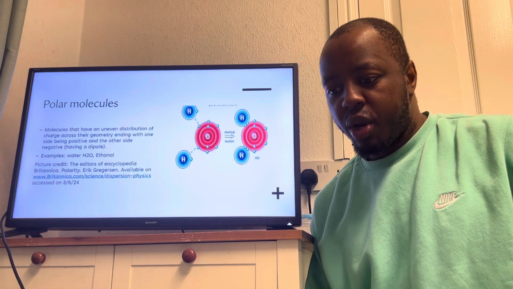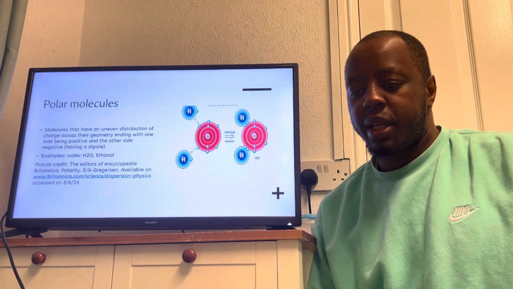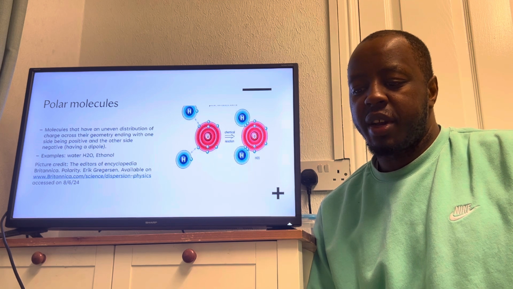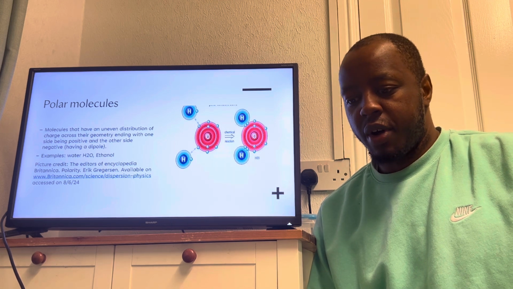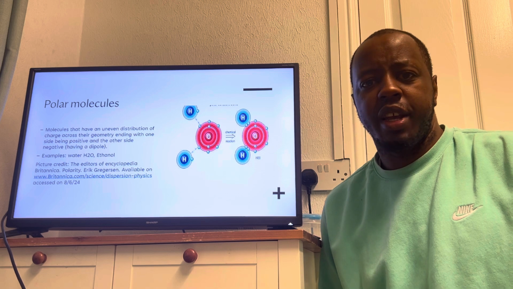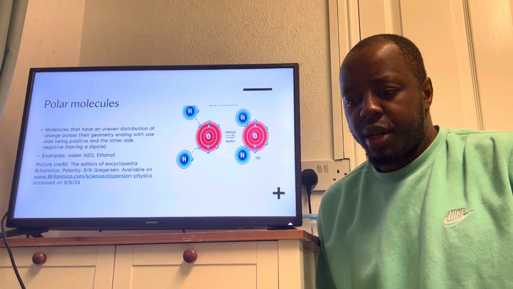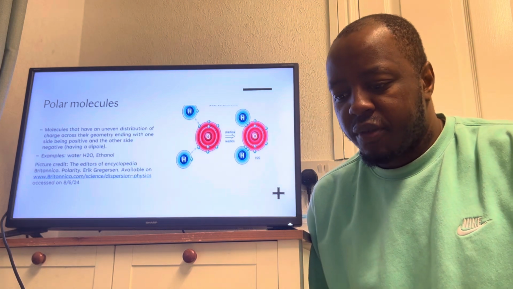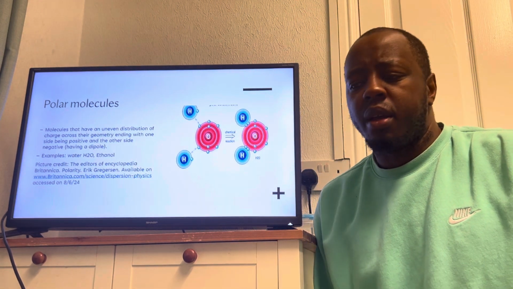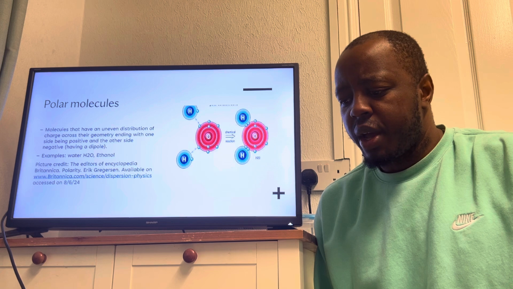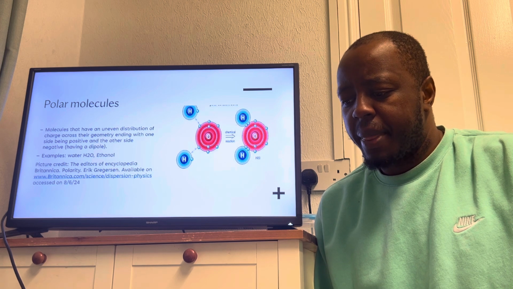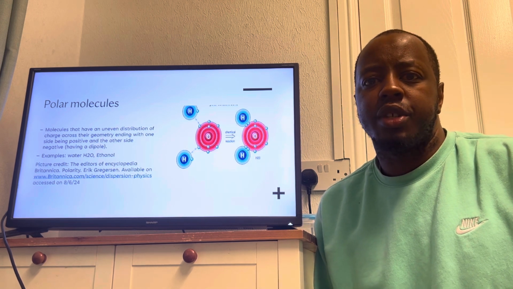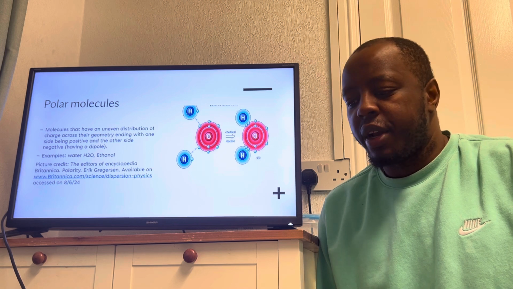Right. So by polar molecules, we are basically referring to molecules that have an uneven distribution of charge across their geometry, ending with one side being positive and the other side being negative. Okay, so I've got an example of a water molecule there where oxygen shares electrons with two hydrogen atoms in a covalent bond.